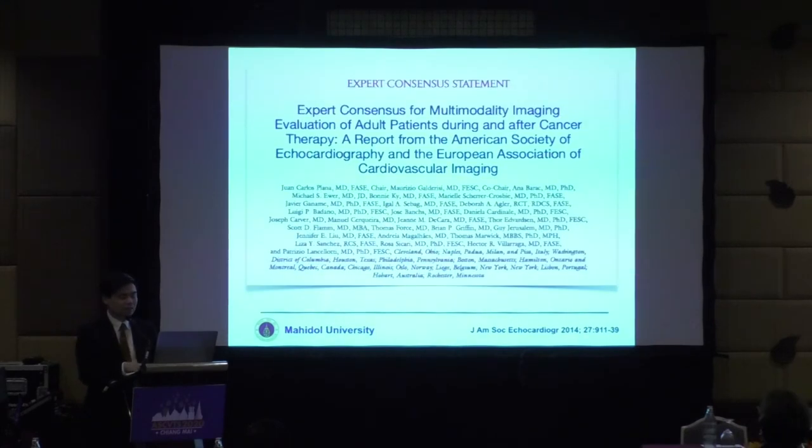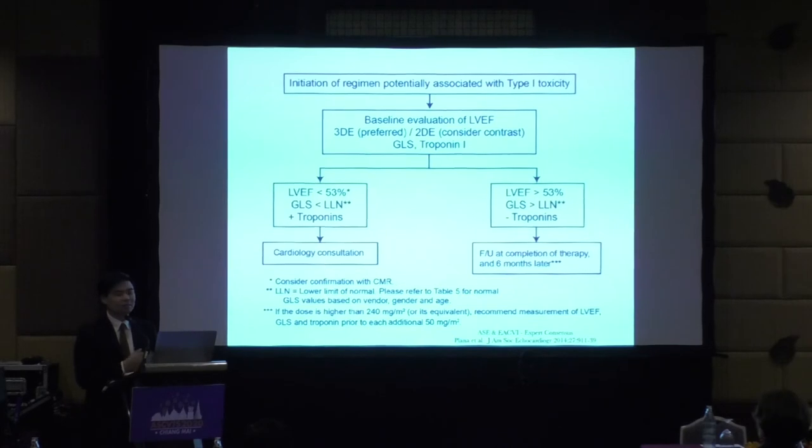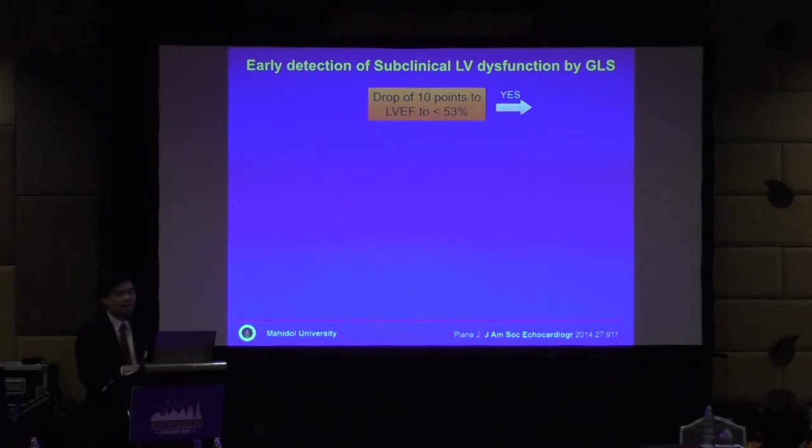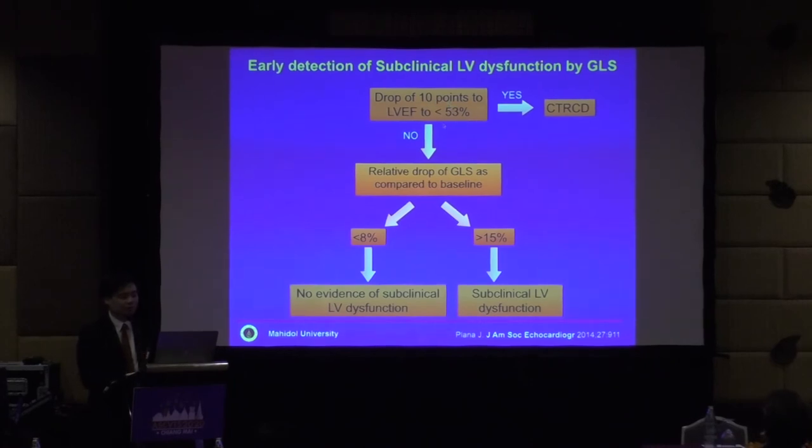Another usefulness of this imaging is for chemotherapy patients. As mentioned in the guidelines from Dr. Plana back in 2014 about using strain imaging as a surveillance tool for patients on chemotherapy, you need a baseline evaluation of ejection fraction, and if you can do global longitudinal strain, that would be preferred. To detect subclinical LV dysfunction, a drop in strain of more than 15% is the definition of subclinical LV dysfunction. But if you have a drop in ejection fraction of more than 10 points to a number lower than 53, that is a clear definition of cardiotoxicity, or chemotherapy-related cardiac dysfunction.